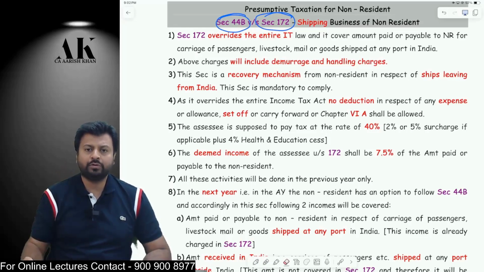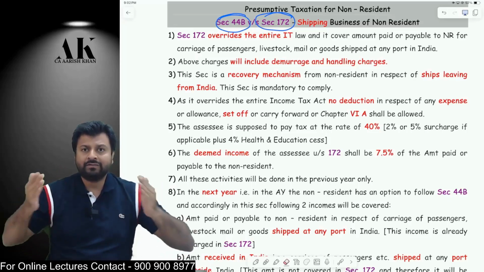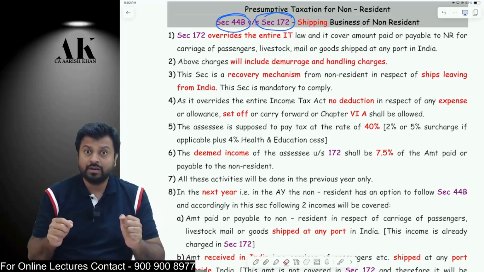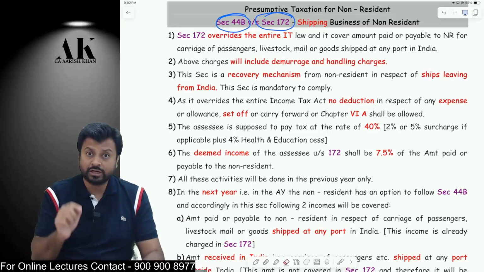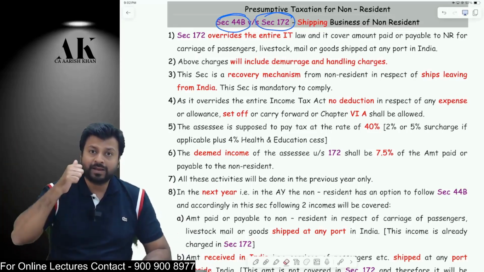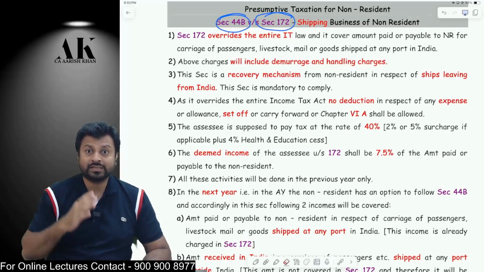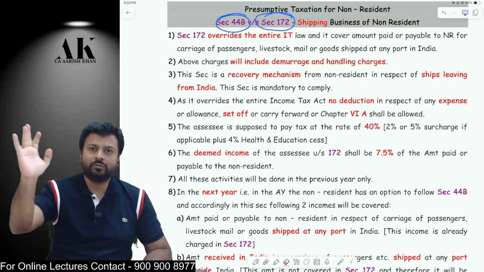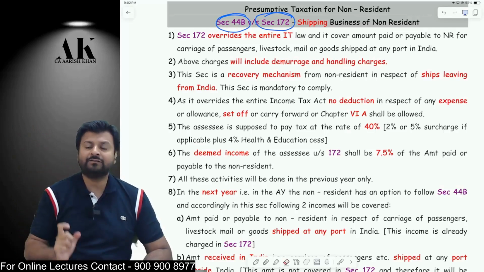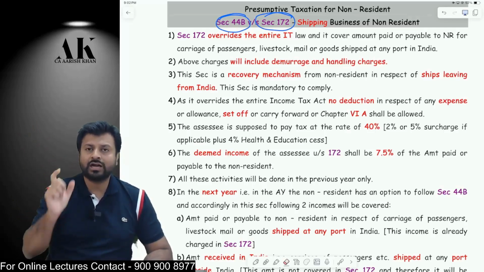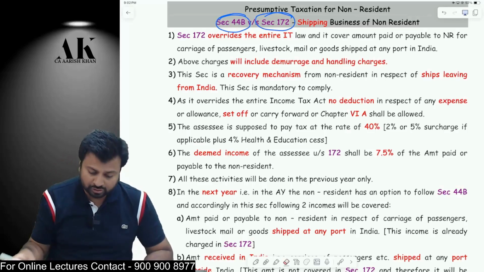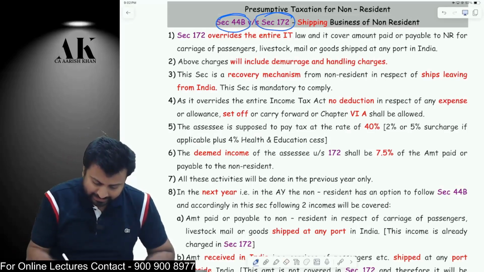How will the income of such a non-resident be computed? Remember, whenever a non-resident comes to India with his ship, and when he leaves India with carriage of passengers, goods, livestock or mail, then 7.5% of whatever revenue he has earned will be deemed to be income. While computing 7.5%, he should also take the demurrage charge and handling charges. Both of them should also be included in the revenue and then take 7.5%.